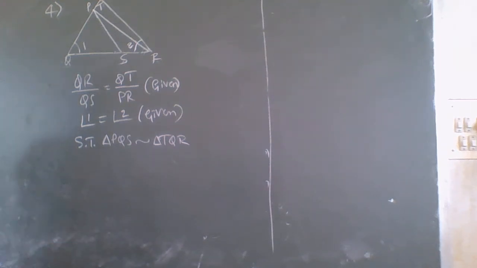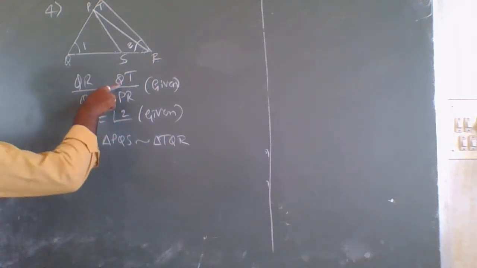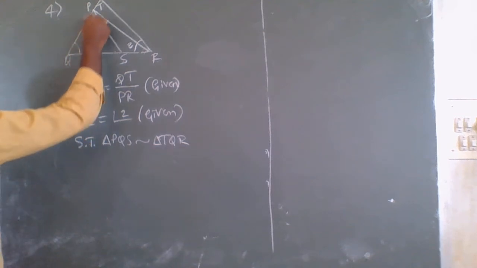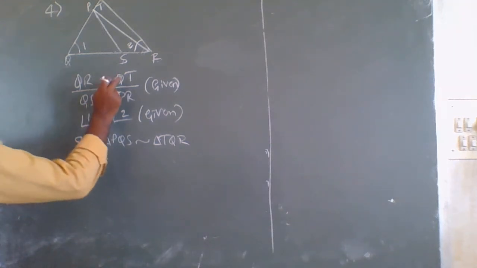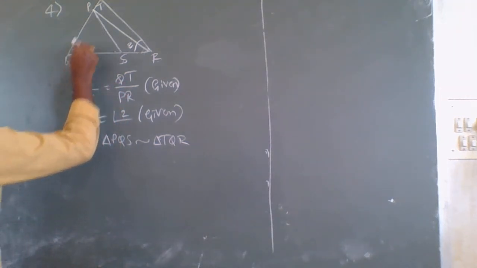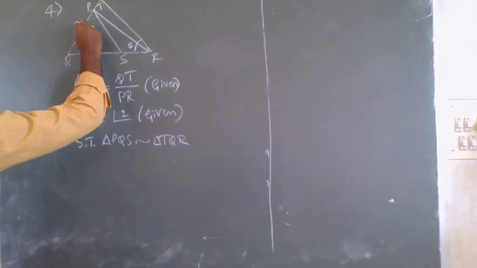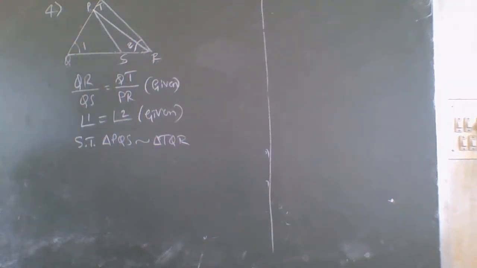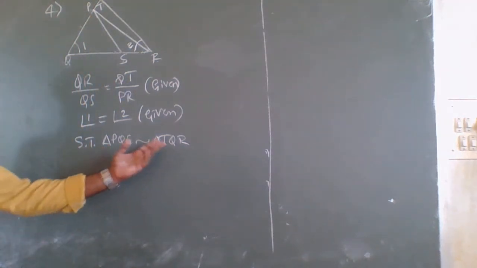Therefore, we can directly write that these two triangles are similar if they are given QT by PQ. But here they have given QT by PR. So first we have to prove that this PR is equal to PQ. If PR is equal to PQ, then we can say QT by PQ, and therefore these two triangles are similar.